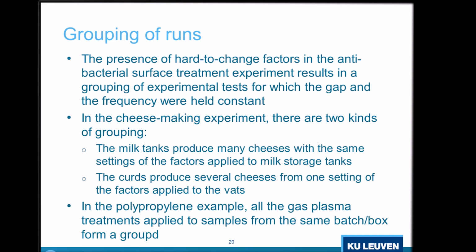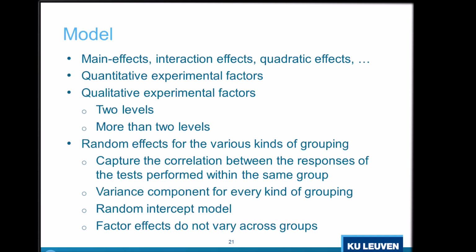And then finally, in the polypropylene experiment, some experimental runs came from the same batch of polypropylene or from the same box of polypropylene plates. So there's also grouping in the polypropylene experiment. And that grouping has to be taken into account in the statistical model for the data. Now that was a specific feature of the models that Bradley Jones and I considered in 2007 in the split-plot paper and in 2009 in the split-split-plot paper.